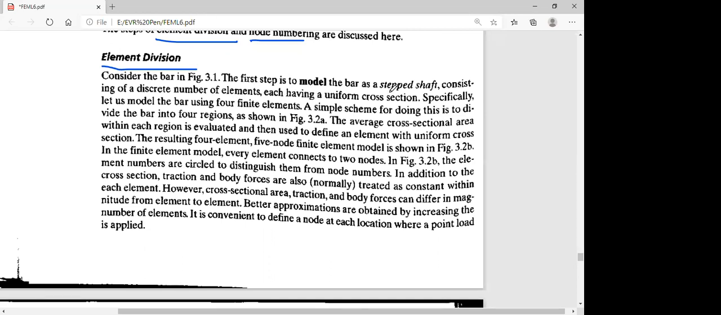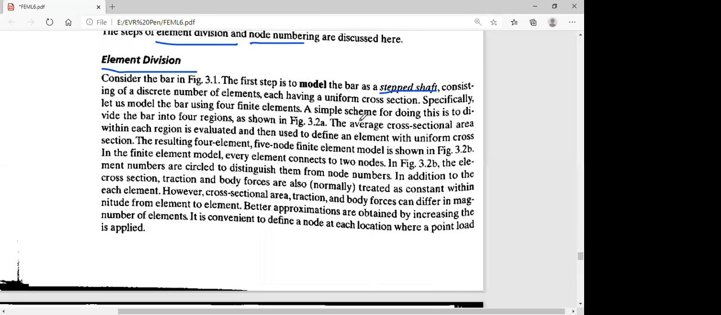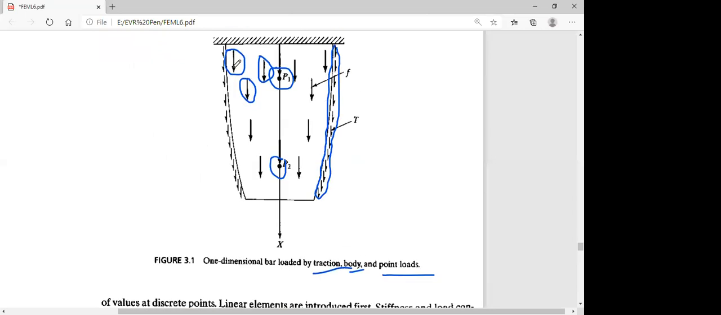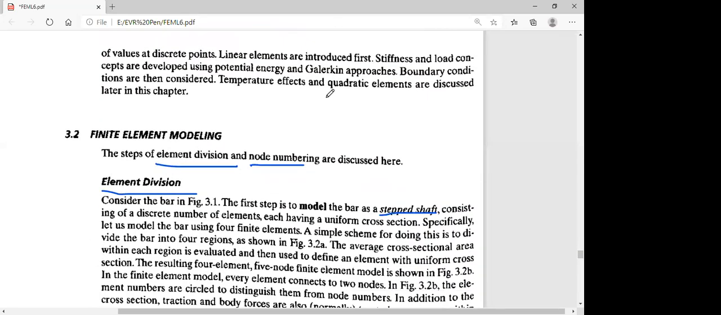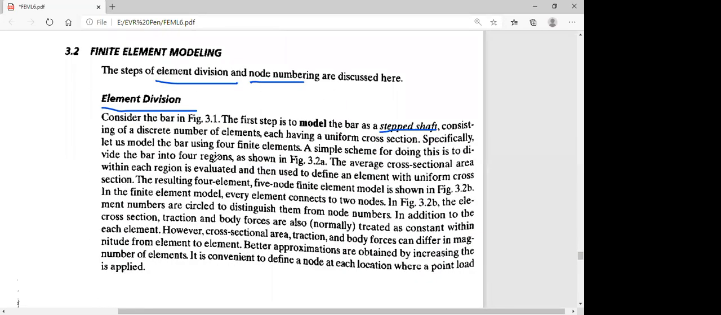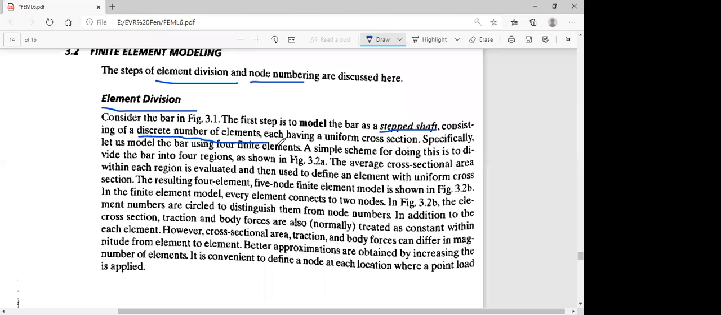So to model the bar as a stepped shaft, we divide this tapered bar into a stepped shaft. Therefore, it consists of a discrete number of elements, and each discrete element has a uniform cross section. Okay.